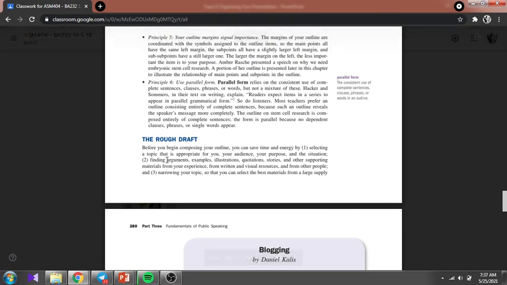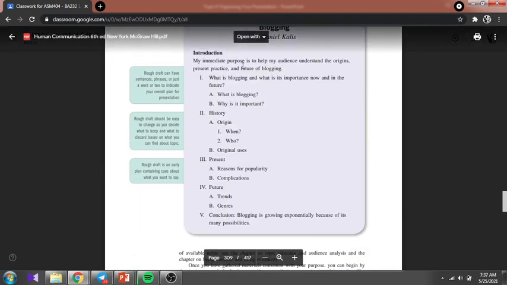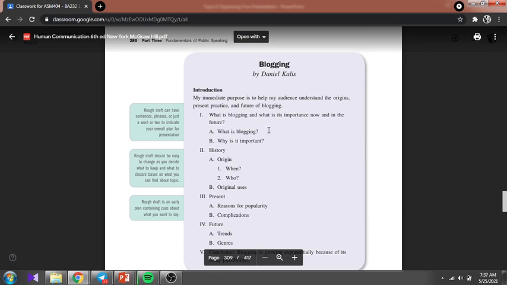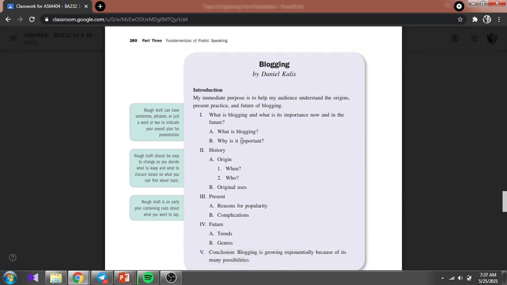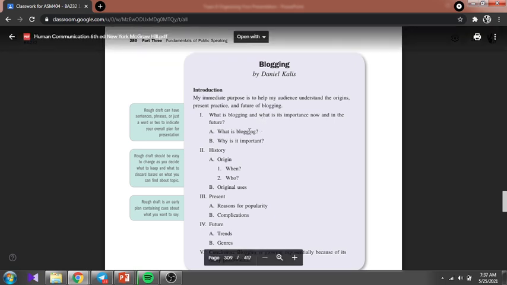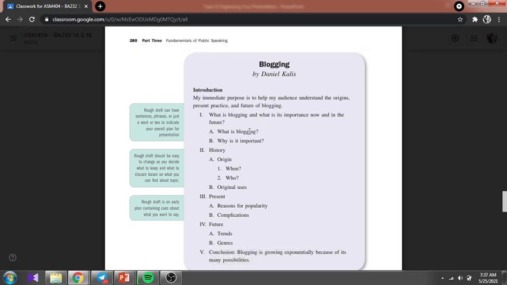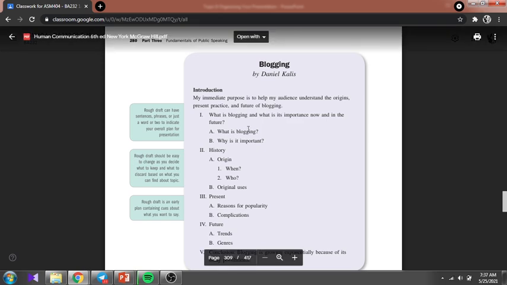Actually, first you just want to plan for your speech. You make a rough draft. Okay, so this is an example of a rough draft. Why, who. So try to ask these 5 W's and 1 H questions. Why, when, who, what, what else, where. Alright, if it's related to your topics.